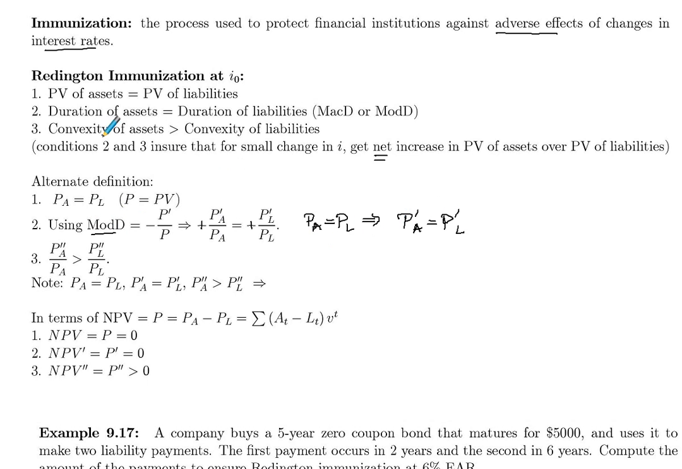And then thirdly, to say the convexity of the asset cash flows is greater than the convexity of the liability cash flows, that's saying that P double prime of A over P of A, that's the convexity of the assets, has to be greater than P double prime of L over P of L. That's our definition of the convexity of the liability cash flows. But again, these denominators are equal to each other. So from condition 1, since the present value of the asset cash flows equals the present value of the liability cash flows, this condition reduces to saying that P double prime of A has to be greater than P double prime of L.